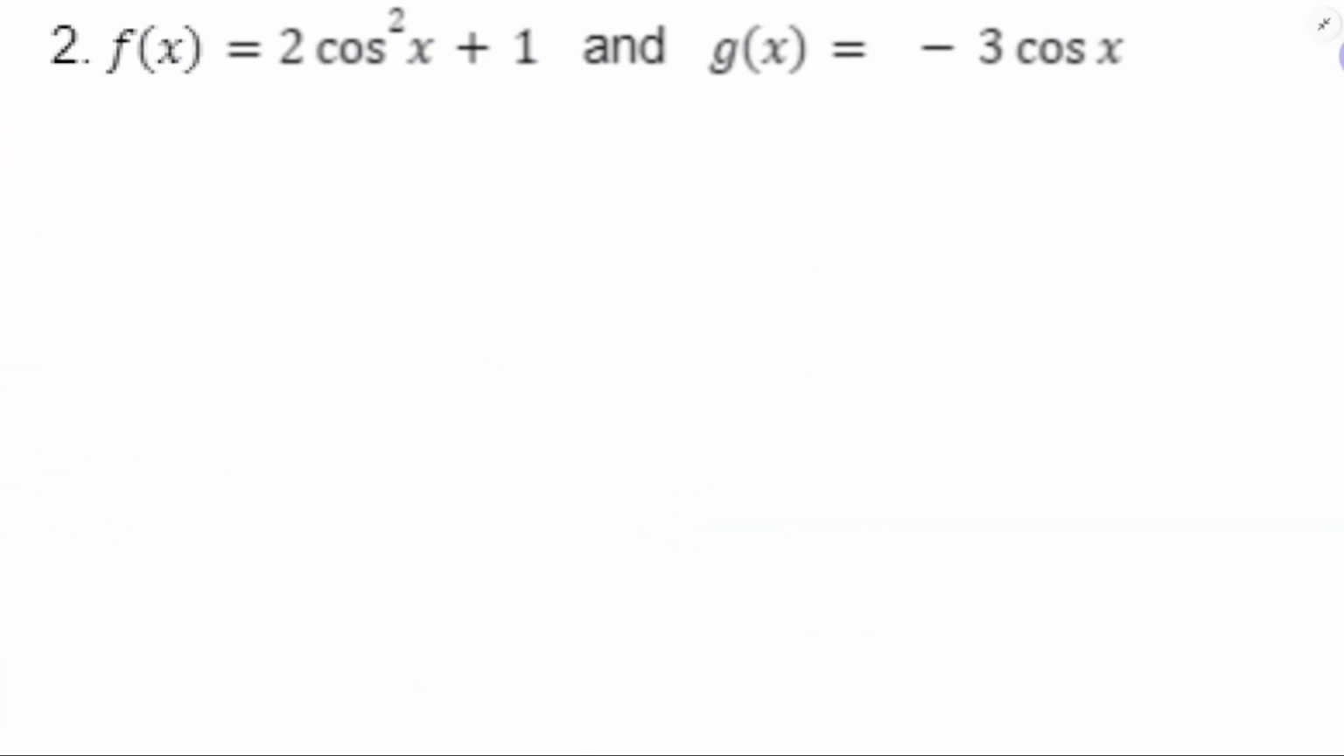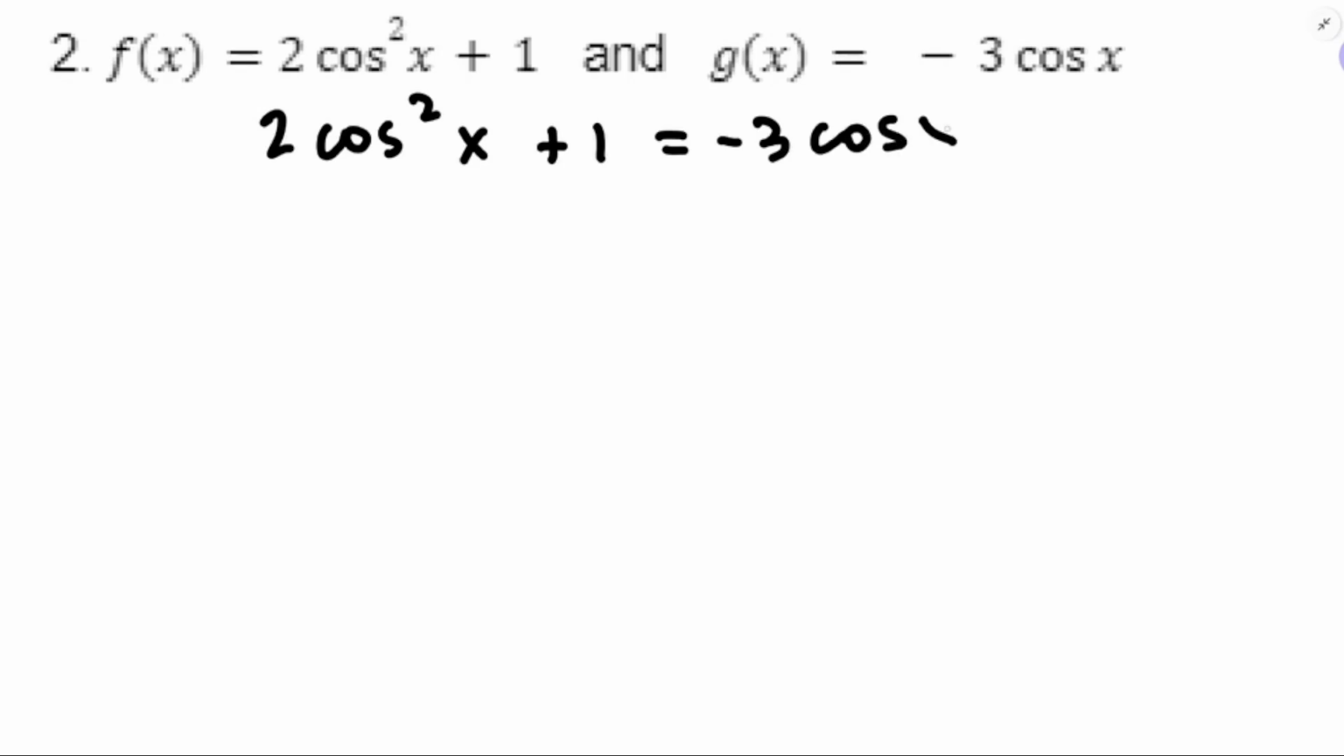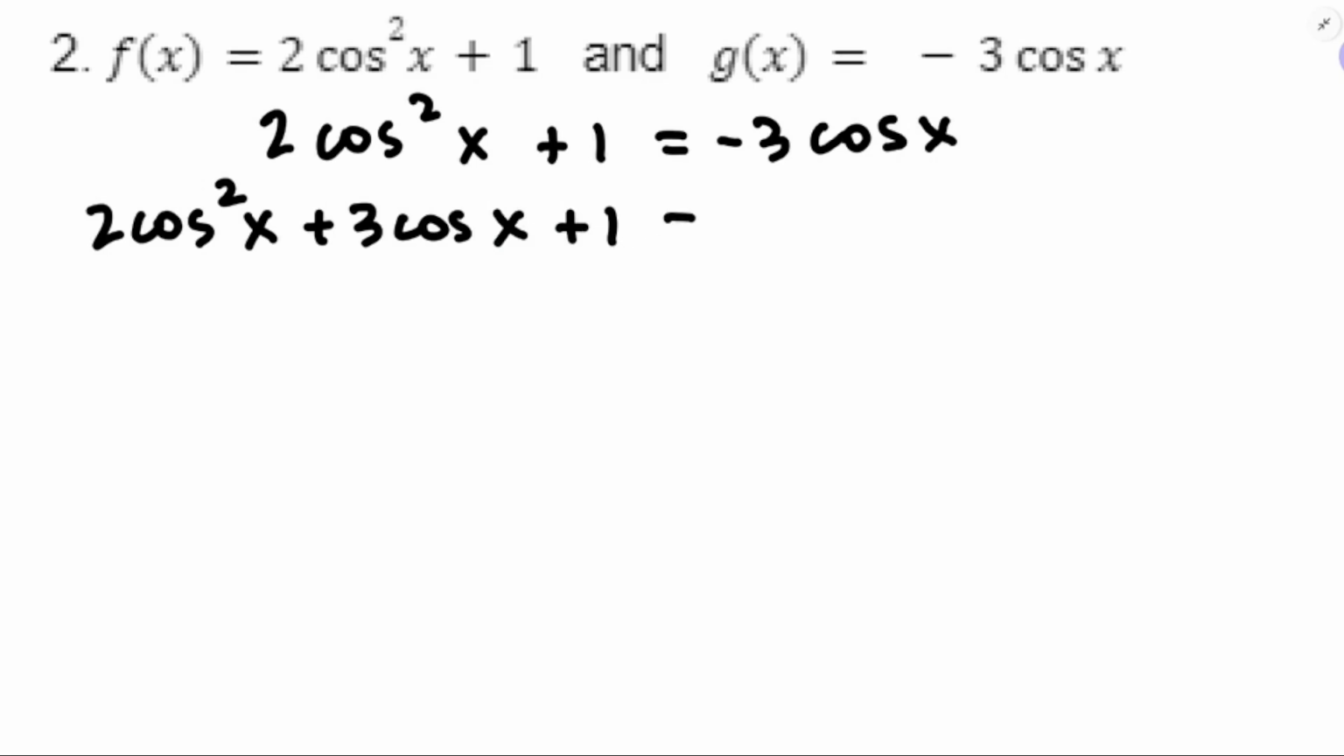So I'll move over to number 2. Again, I'll set these two things equal to each other. 2 cosine squared x plus 1 equals negative 3 cosine x. All right, and I'm going to set this thing equal to 0, and I think we're going to have to try pretty hard on the factoring here. Plus 3 cosine x plus 1 equals 0.